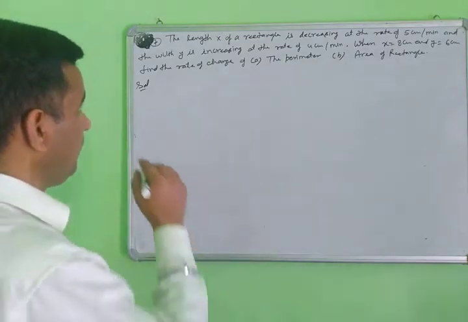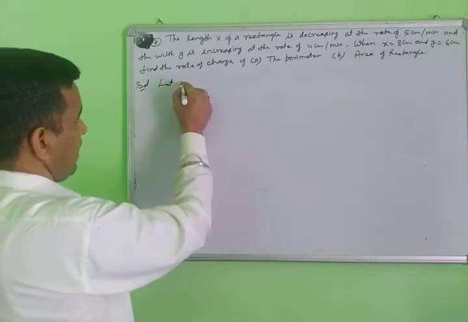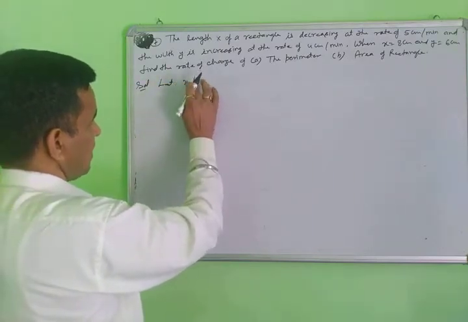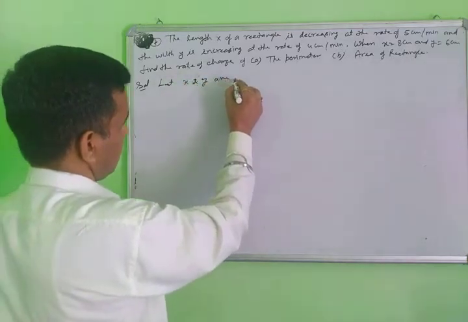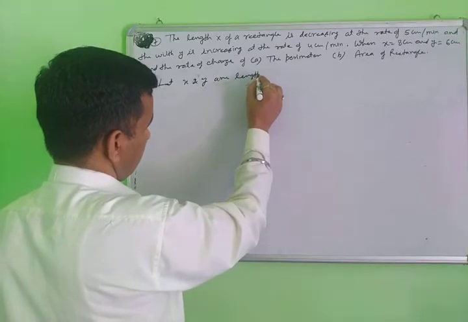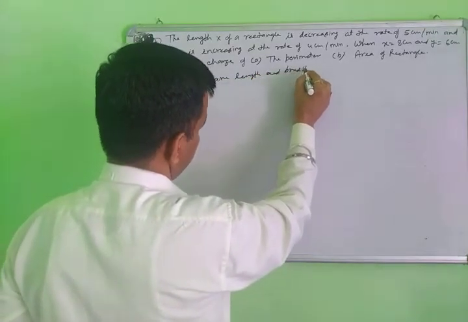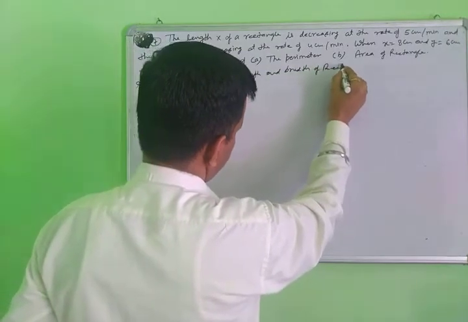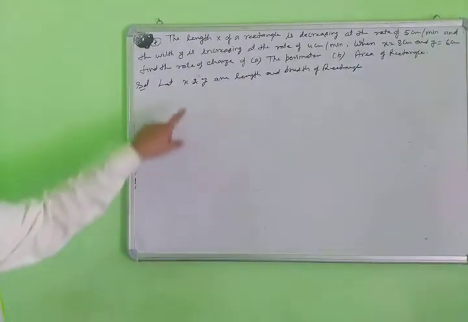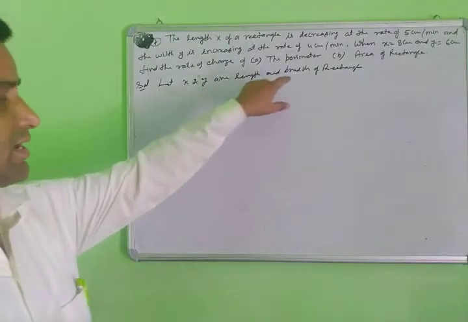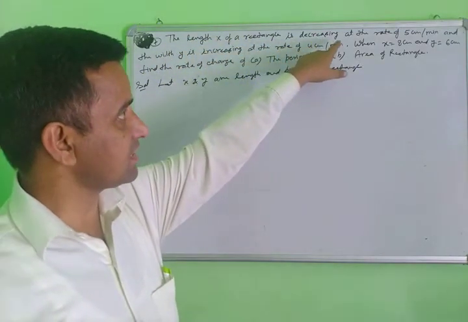So now let x and y be the length and breadth of the rectangle. X is the length and y is the breadth of the rectangle. So the length x of the rectangle is decreasing.